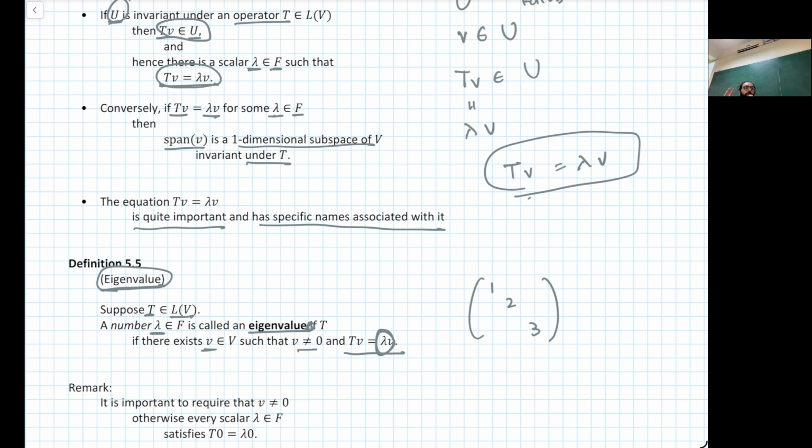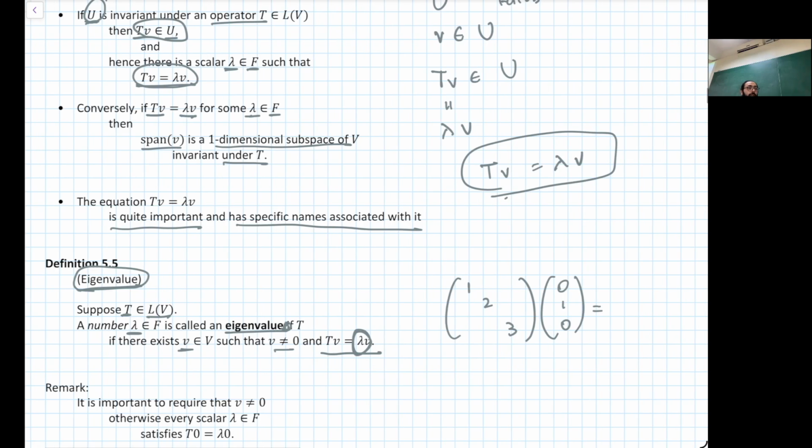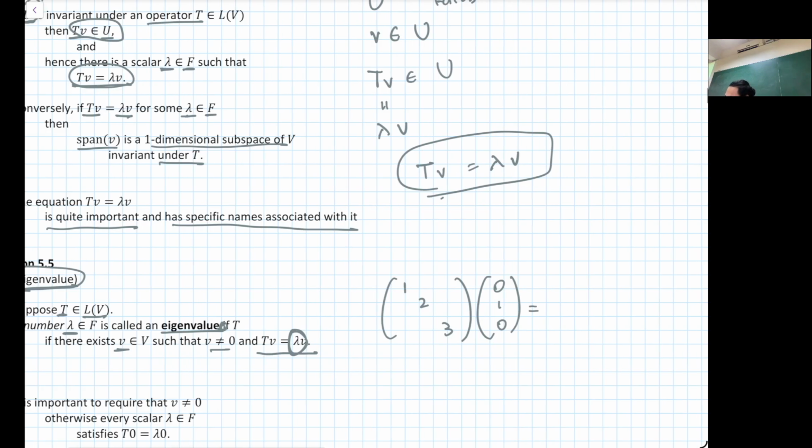An invariant subspace is any subspace which maps to itself. One-dimensional means you have to think of one vector that maps essentially to itself with some scalar, right? So what happens if I multiply it with, say, (0, 1, 0)? What do I get? Tell me the matrix multiplication. Do you want me to do it together? Okay, so let's do it together.